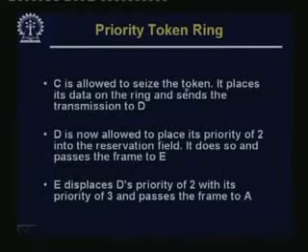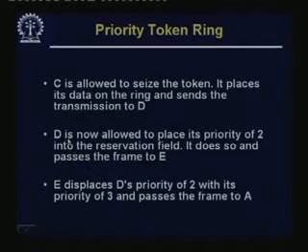C is allowed to seize the token because the priority field in the token says 3 and C has a priority of 3. So, C is the first node with that level of priority to have got the token. It seizes the token, places the data on the ring and sends the transmission to D.